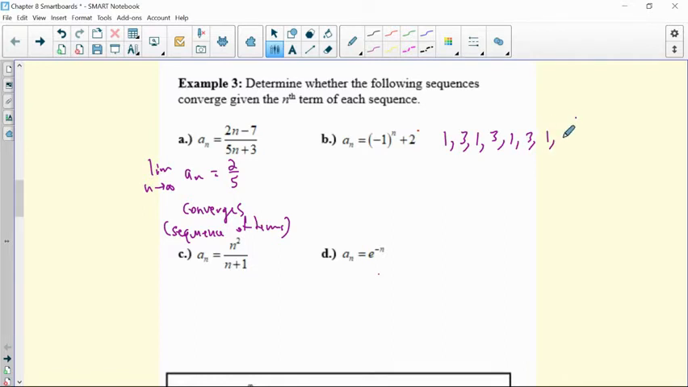But at the same time, because it's alternating between 1 and 3, the limit itself does not exist. If you try to say, what is the limit as n goes to infinity of the sequence of terms, a sub n, it diverges, right? It doesn't exist, because it's not getting any closer to 1 than it is to 3. So we would say the sequence of terms diverges.